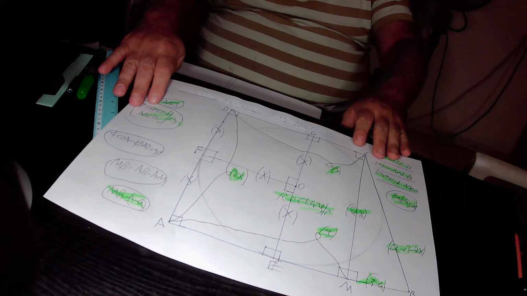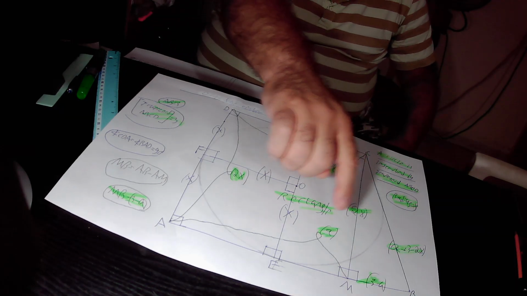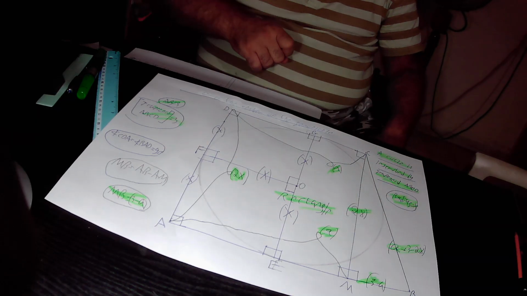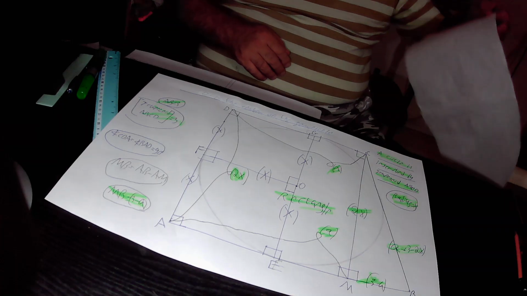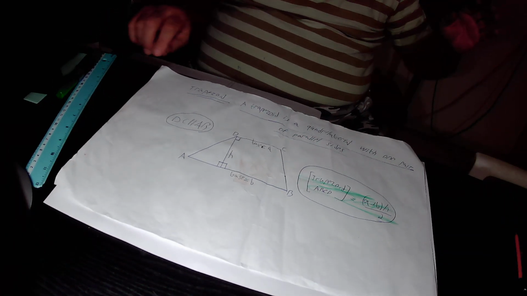In the second question of this lecture, our task is to find out the area of this circle that is described by trapezoid ABCD. So first of all, what is a trapezoid? A trapezoid is a quadrilateral with one pair of parallel sides.